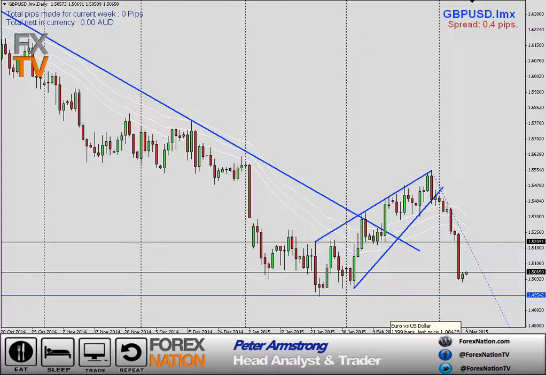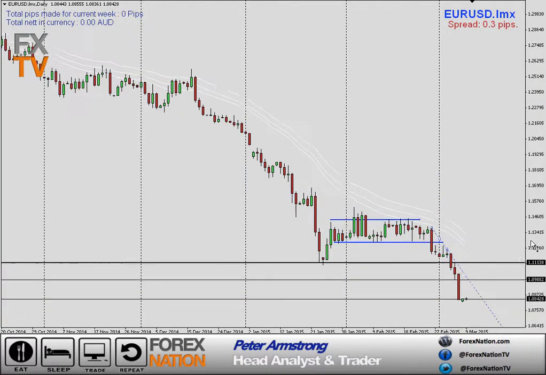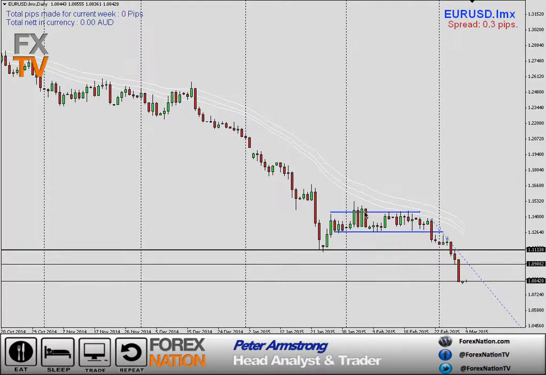So I don't think they're too worried about their currency falling. The euro is just falling like a stone. We had this consolidation that we spoke about that was really painful, and you need to be making money on the breakout of that. We had a few days of consolidation here at the start of the month, but it's just fallen away ever since. I think this will continue.